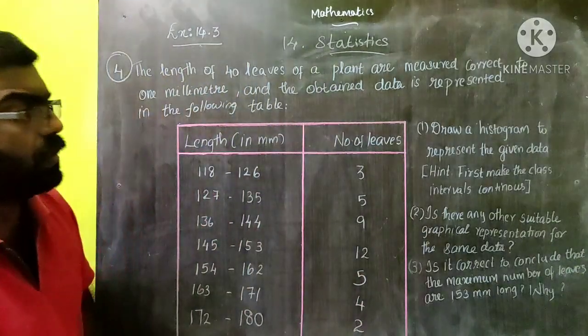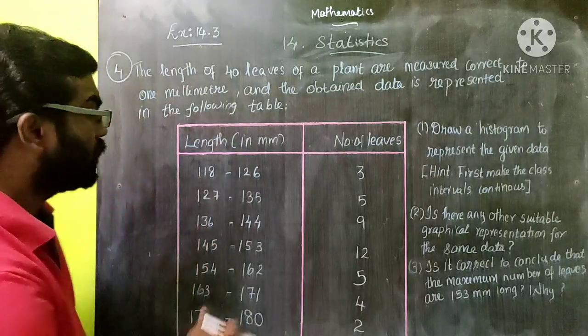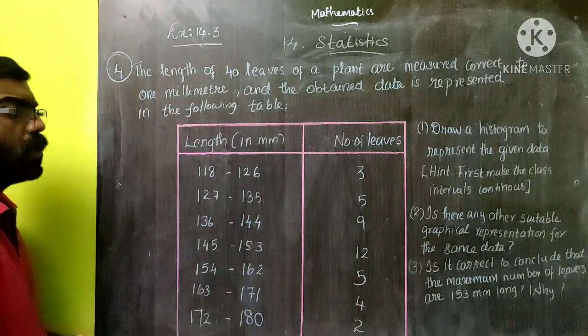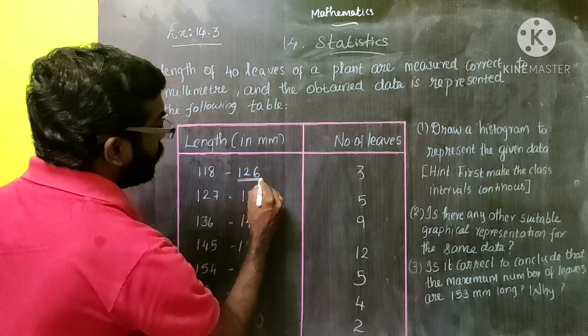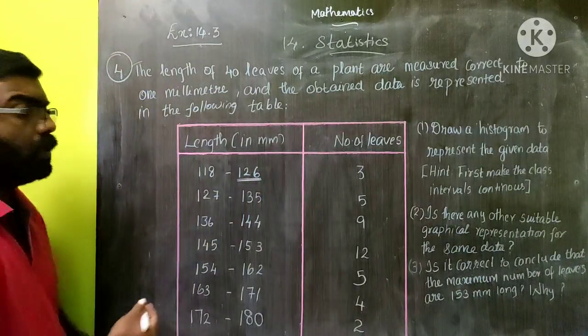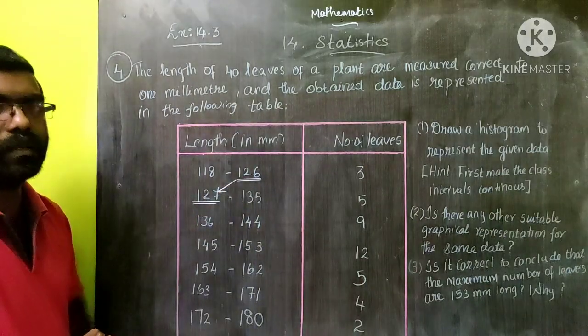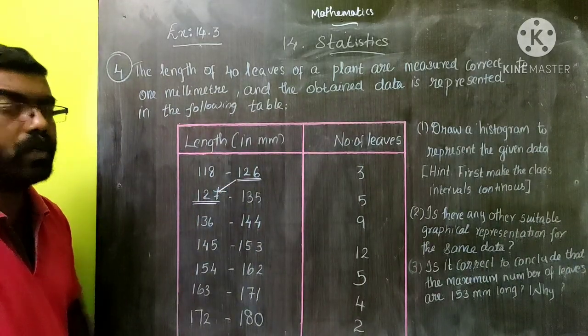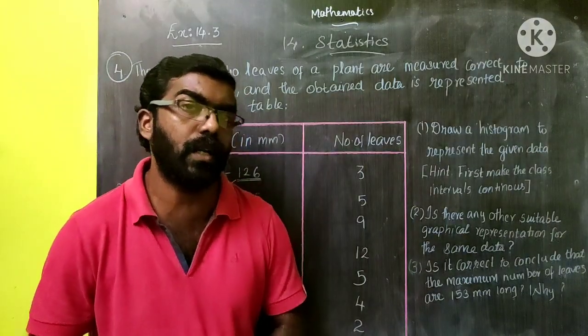We are given a hint. First, make the class intervals continuous. Look at these class intervals. Here it is not continuous. Look at the upper limit of the first class. It is 126, and the lower limit of the second class is 127. So it is not continuous. So first of all, we have to make the class intervals continuous.